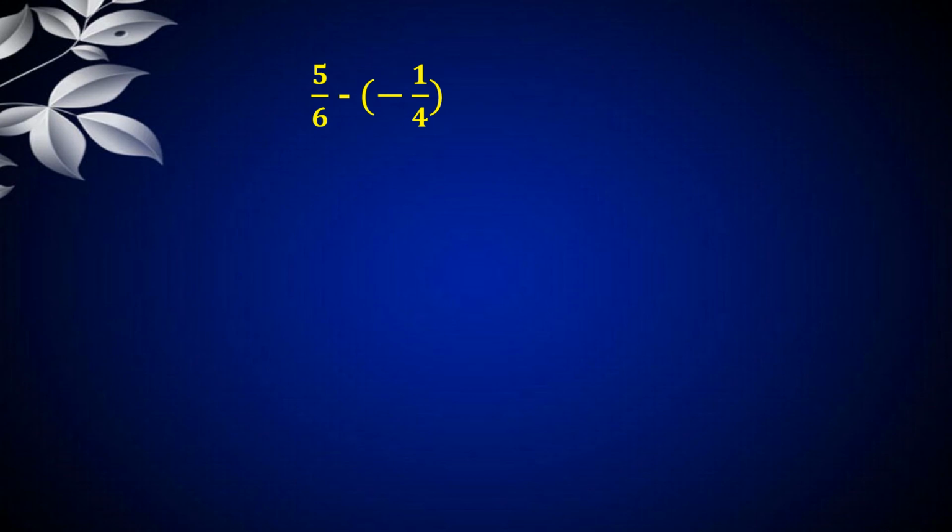Another example, we have 5 over 6 minus negative 1 over 4. This time, gamitin na lang natin si butterfly method. So, in our example, we have 5 over 6 minus negative 1 over 4, nag-change tayo ng addition kay subtraction kasi magkaiba ang sign ng ating fraction. So, from subtraction, naging addition. And then, from negative 1/4, i-change natin siya sa kanyang opposite, which is positive 1/4. So, now, let's continue. Let's apply the butterfly method.